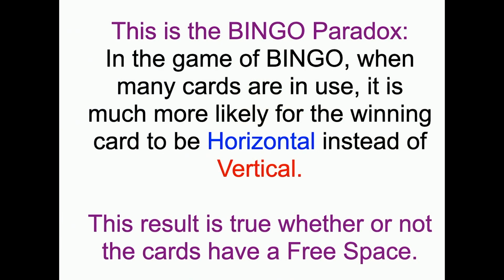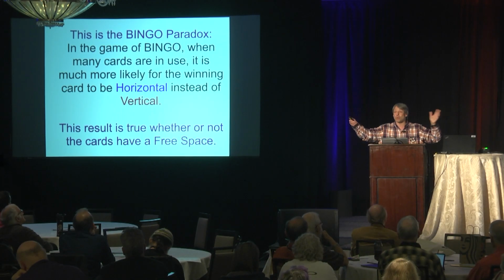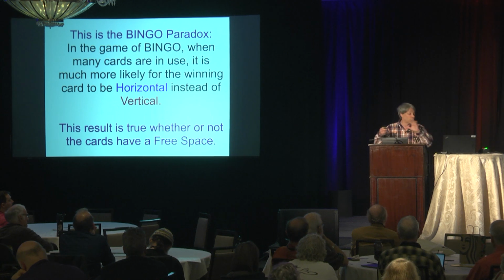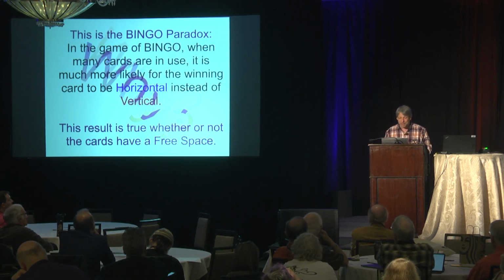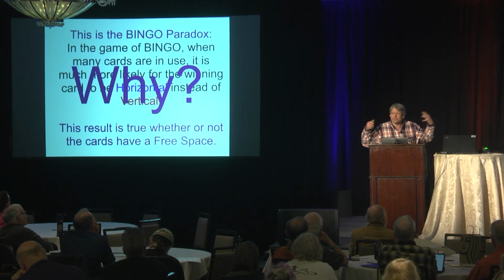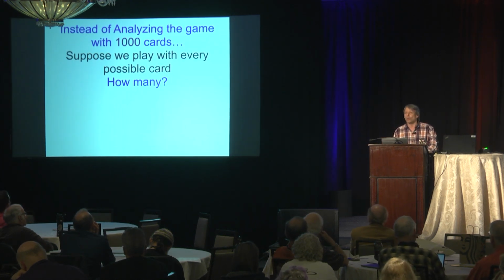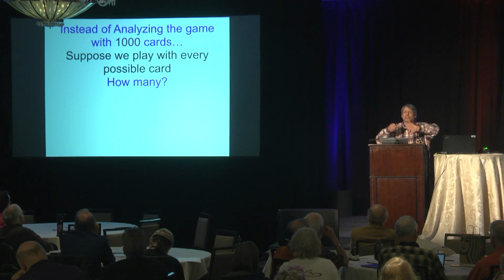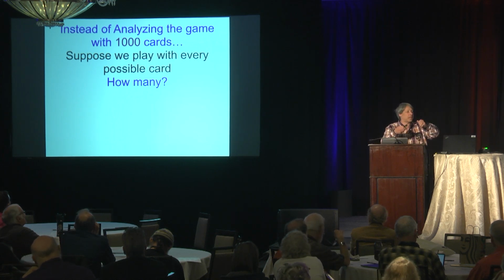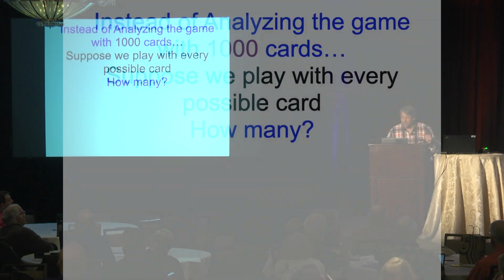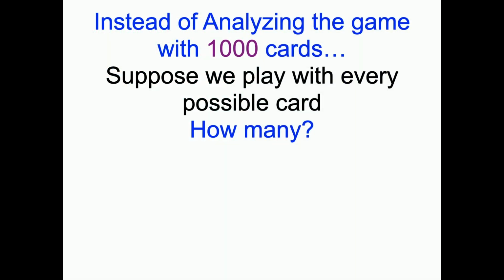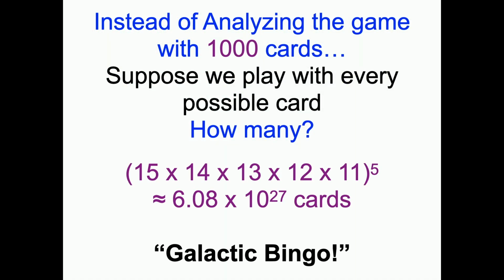In the game of bingo, when there are many cards in use, it is much more likely for the winning card to be horizontal than vertical. And this is true whether or not we're playing with the free space. I'll ignore the free space going forward here. And the question is why? Can I give you some intuition as to why horizontals are more likely than verticals? The way to do this is to take this to an extreme. Instead of playing with 1,000 cards, let's imagine we play with every possible card in the universe. How many is that? Roughly 6 billion cards.